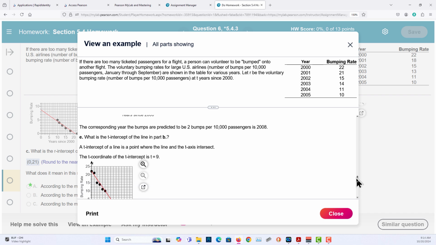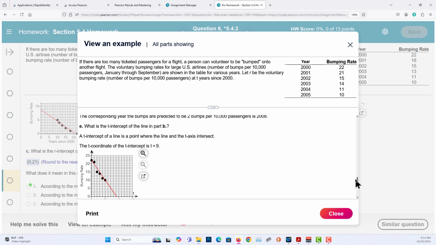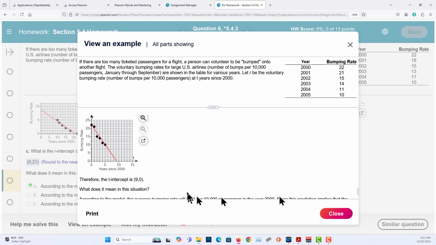What is the t-intercept? Okay. Where does the function cross the t-axis? Here at 9, t is 9, 0. So the t-intercept is at (9, 0).